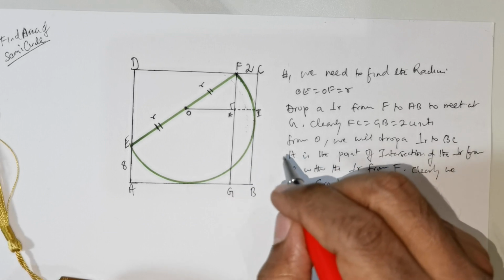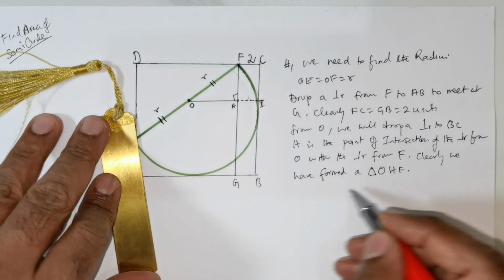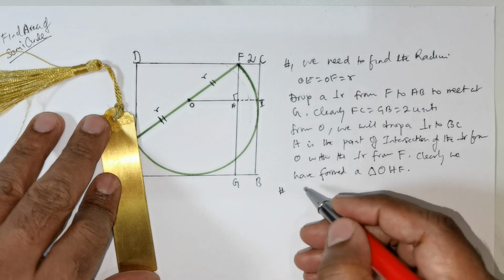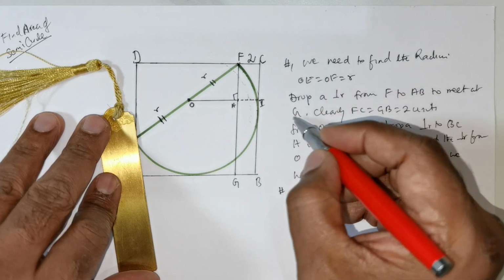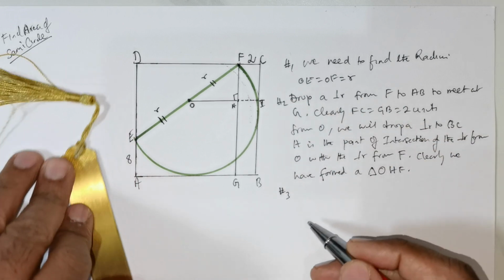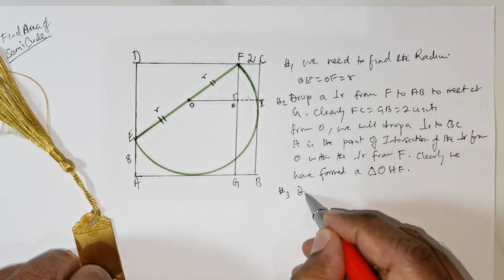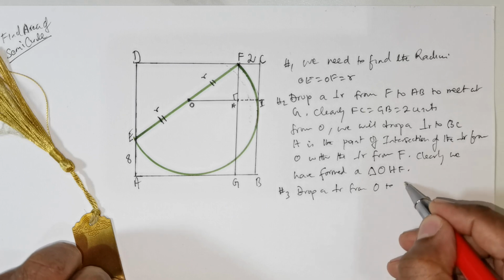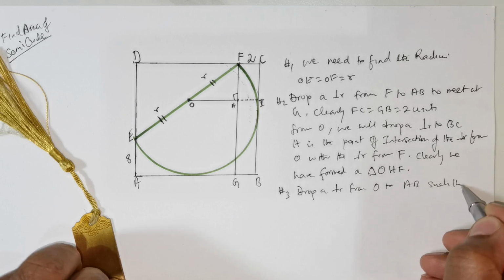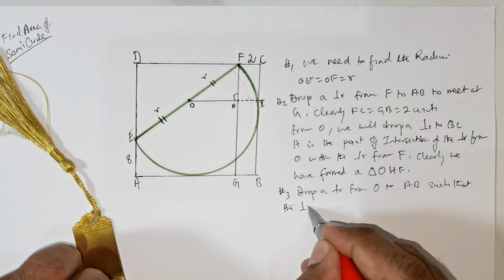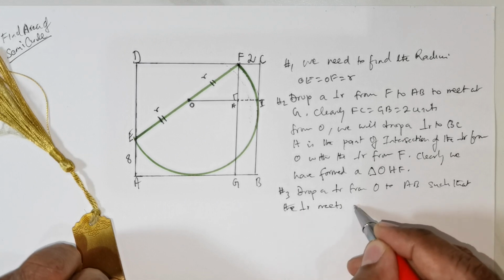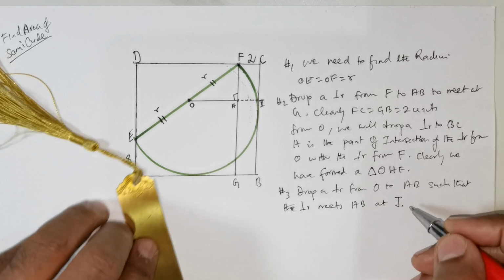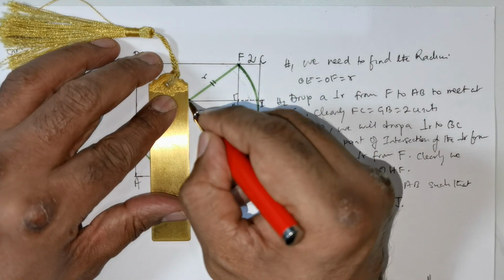What I'm going to do now is, this is step 2, or you can call it as step 3 depending on what you have named this. So I will call this as step 3: drop a perpendicular from O to AB such that the perpendicular meets AB at J. So from here you drop a perpendicular.